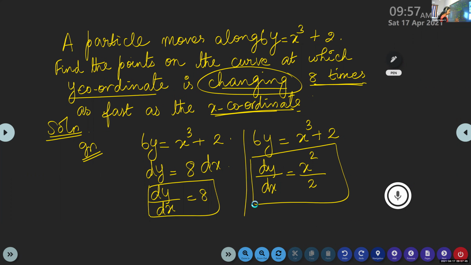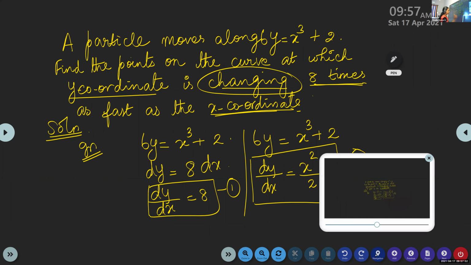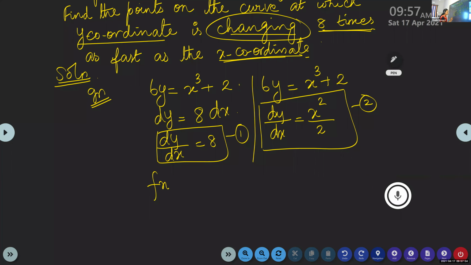Now we can equate these two, isn't it? Name this as equation 1, equation 2. We can equate these two equations, we can equate dy by dx. So from equating 1 and 2, we get x square by 2 is equal to 8. So x square is equal to 16.